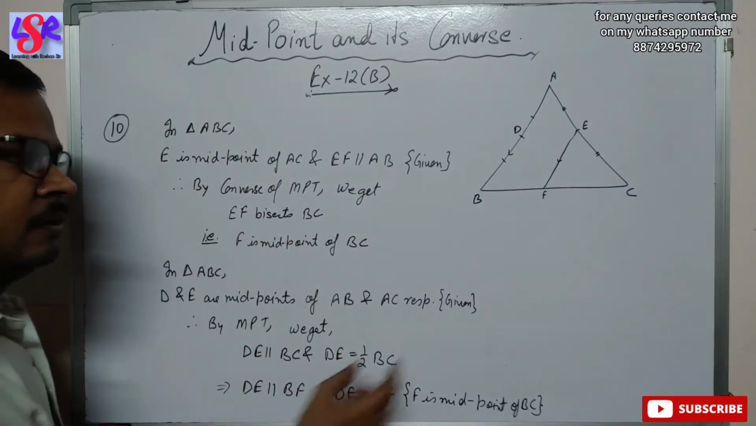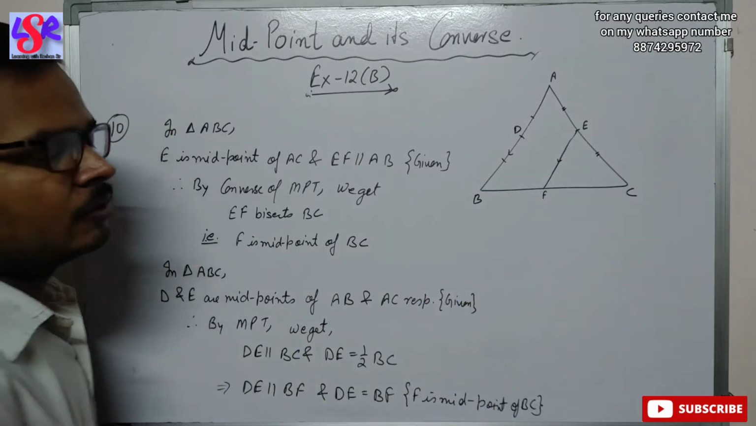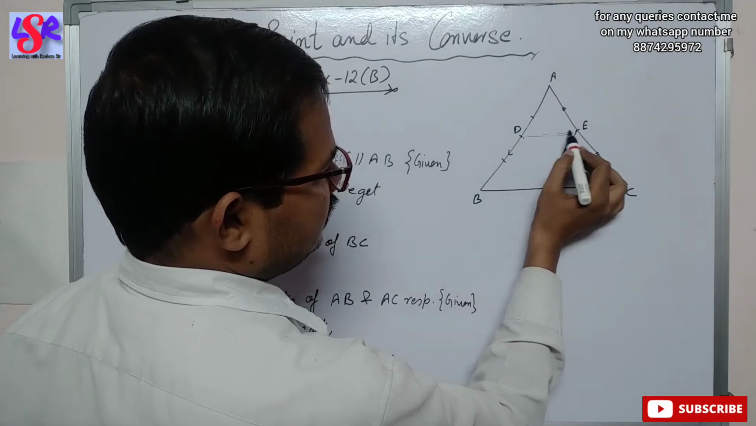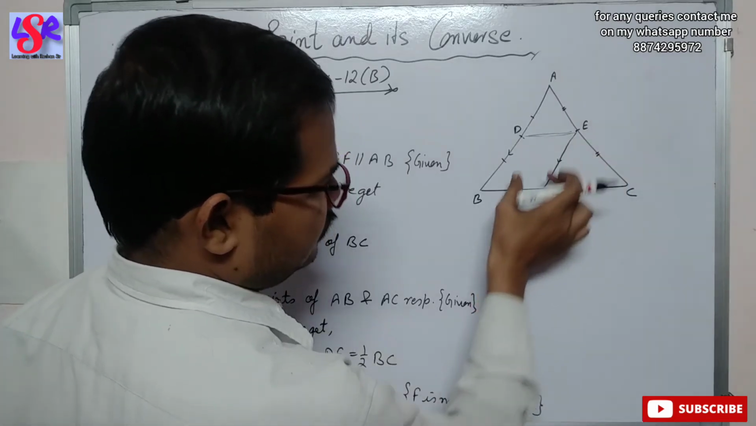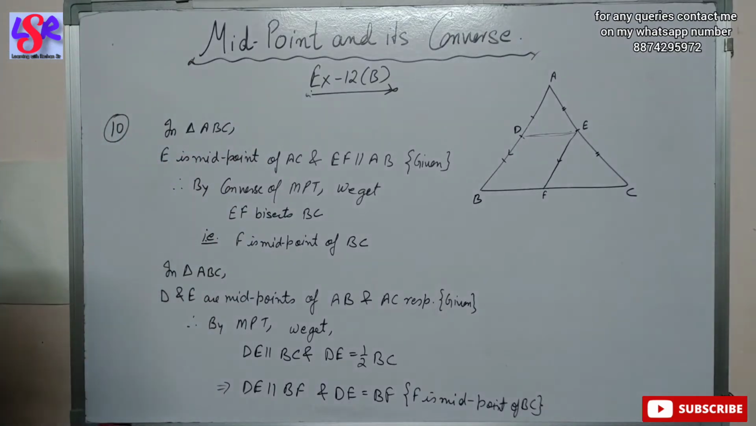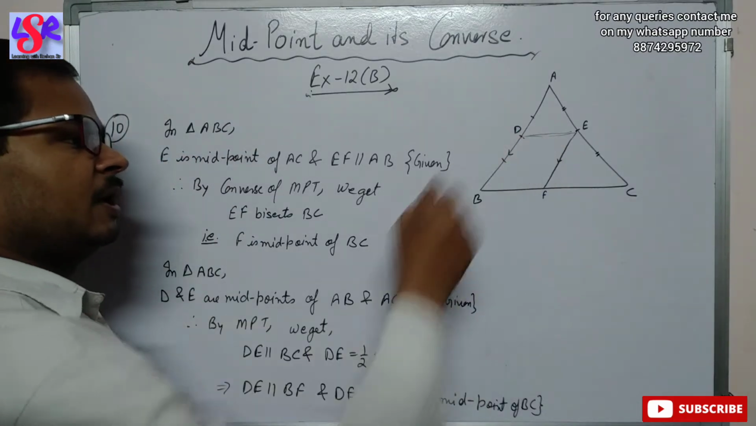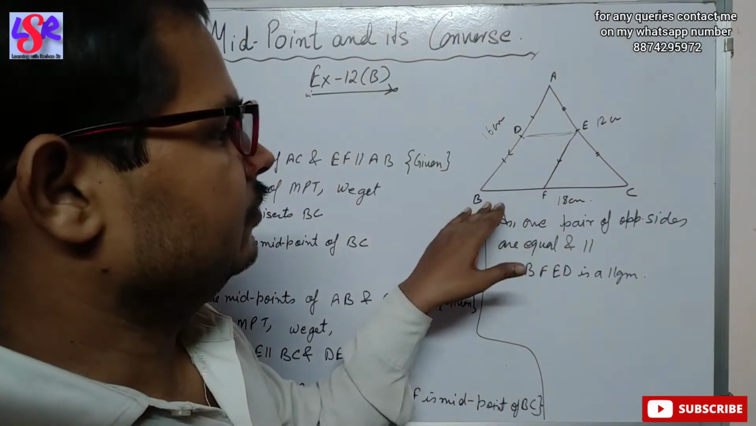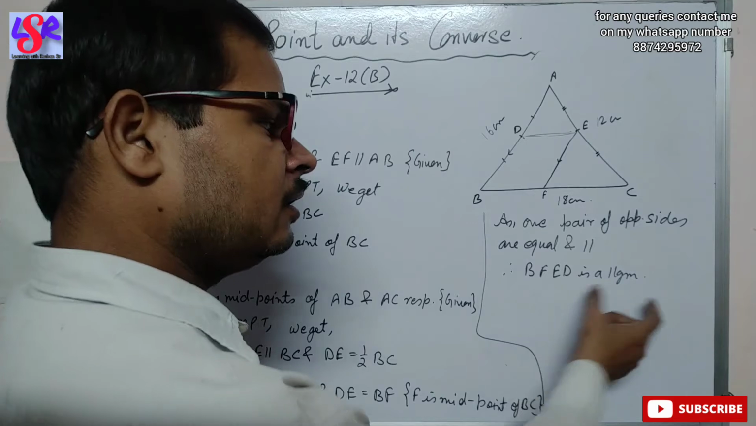As here we get one pair of opposite sides of a quadrilateral are equal and parallel. So here we have got DE is equal to BF and DE is parallel to BF. So as one pair of opposite sides are equal and parallel, therefore this is a parallelogram. So as one pair of opposite sides are equal and parallel in quadrilateral BFED, therefore it is a parallelogram.